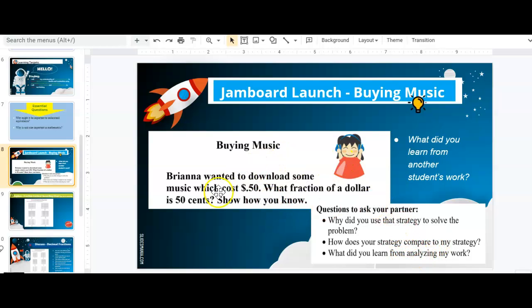Keep in mind that 50 cents is half of a dollar, which is half of one whole. So go ahead and pause the video, and you can work this, like I said, on a Jamboard that's been assigned to you. Also, you can work in your notebook.